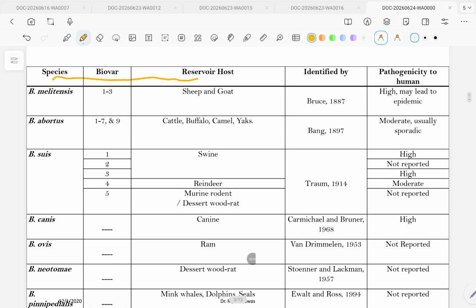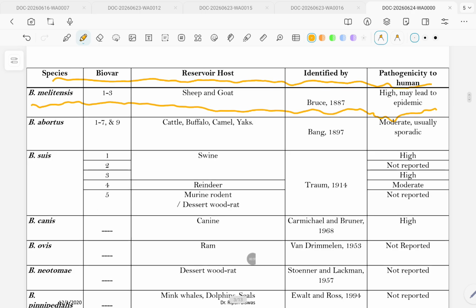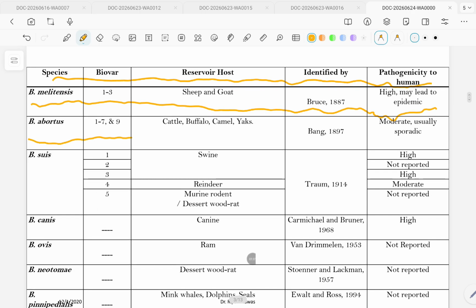Species, biovars, reservoir host, identified by, pathogenicity to human. Brucella melitensis, biovars 1 to 3, sheep and goat, Bruce 1887, high, may lead to epidemic. Brucella abortus, biovars 1 to 7 and 9, cattle, buffalo, camel, yak.